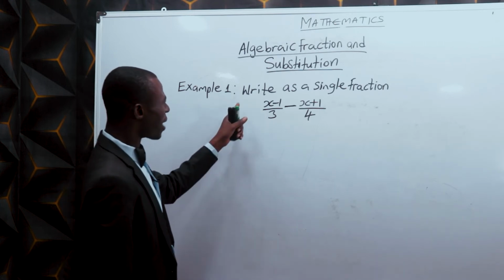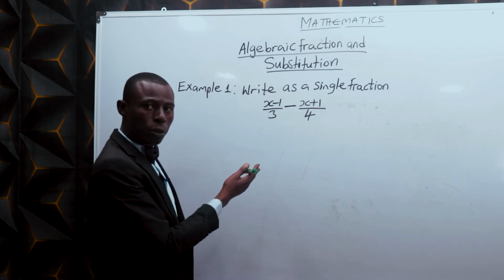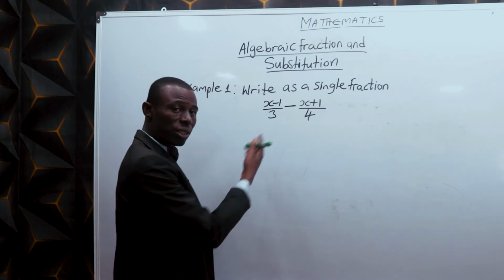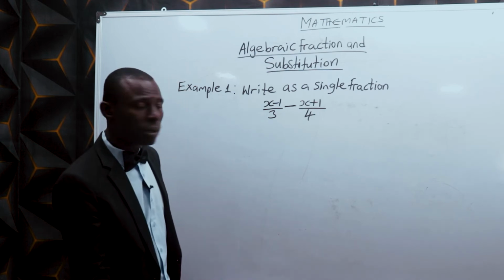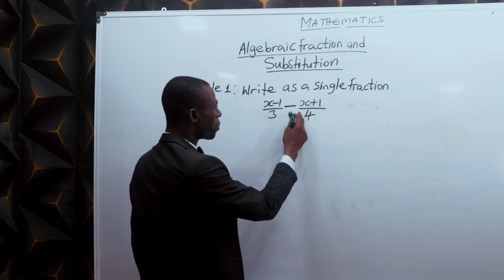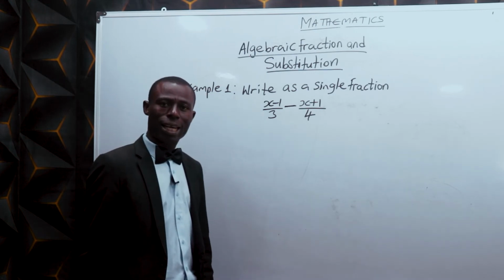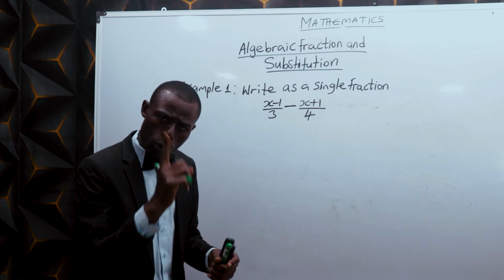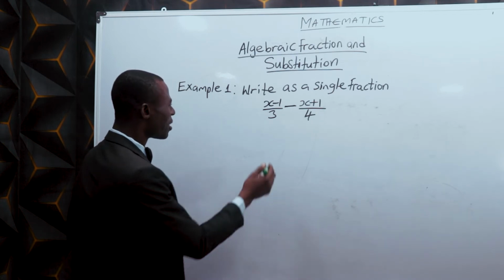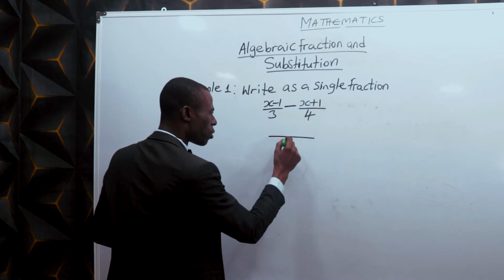Example 1. Write as a single fraction. On the board, we have two fractions there. x minus 1 over 3 is a fraction. Minus x plus 1 over 4 is another fraction. But the question asks us to write them as a single fraction. How do we do that? Find the LCM. The LCM of 3 and 4 is 12.